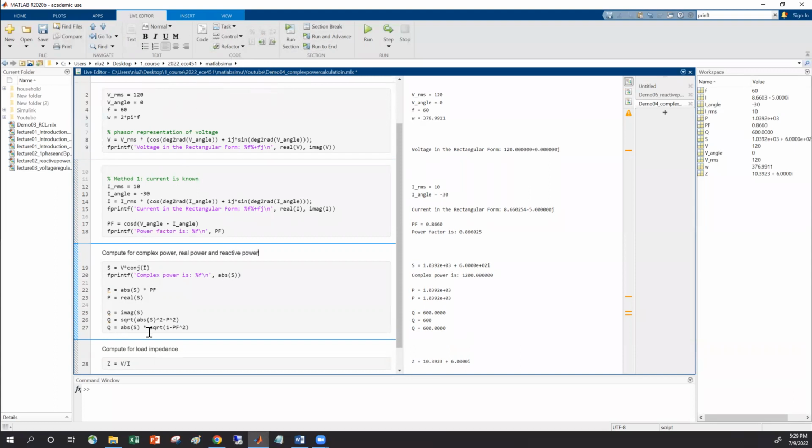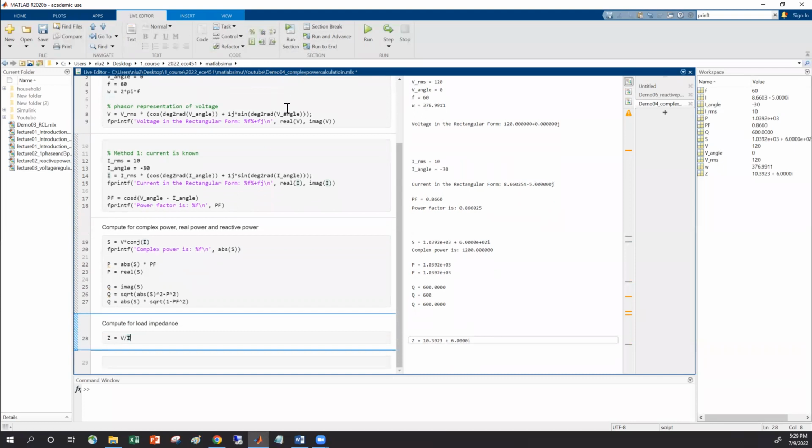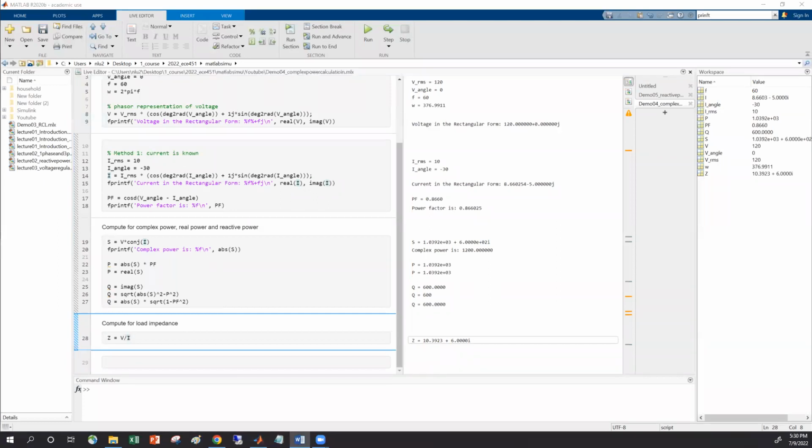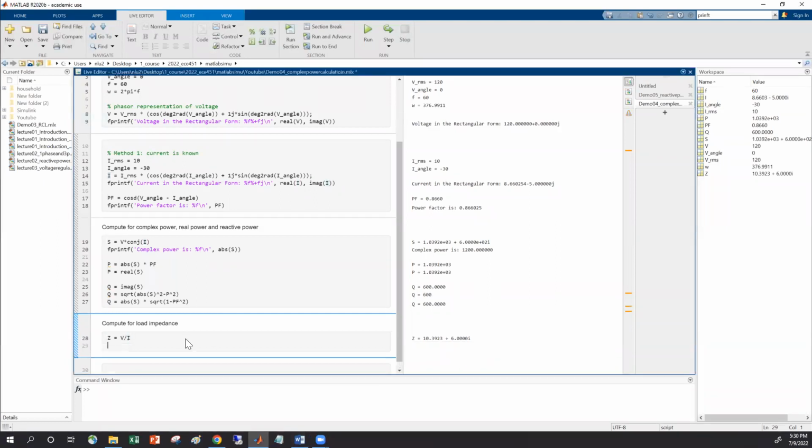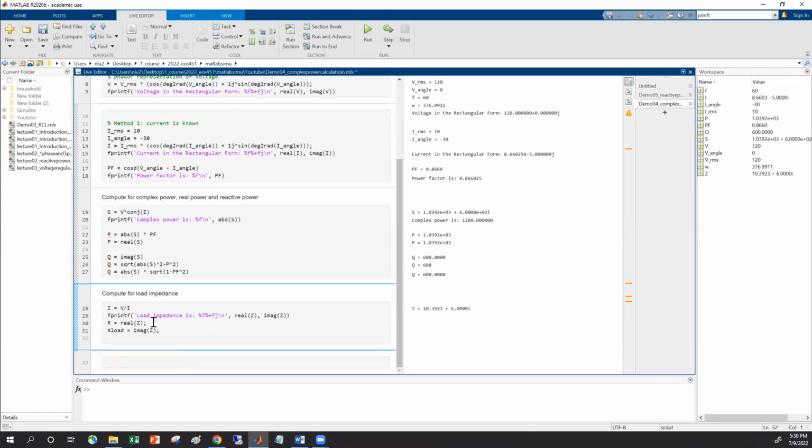Okay, so when we compute for load impedance here, you can see we can simply use that. And then there are a couple of things. Let me just make it faster. I don't want to type them in one by one. It's just too slow. So you can print it out again. So you can see that the impedance actually has two parts as well. This is the resistance, and this part is either inductive or capacitive. If this is positive, then this load is inductive. If this is negative, then this load is capacitive.